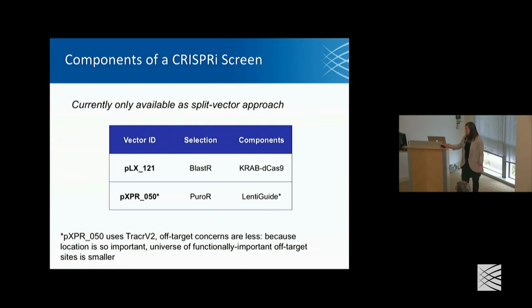And just worth noting, our CRISPRi library comes with the modified tracer element because on-target activity is really important for CRISPRi, and off-target is less of a concern. You're not having a permanent mutation.